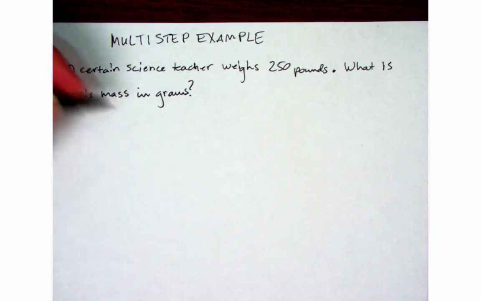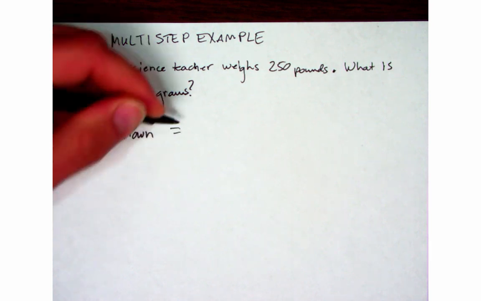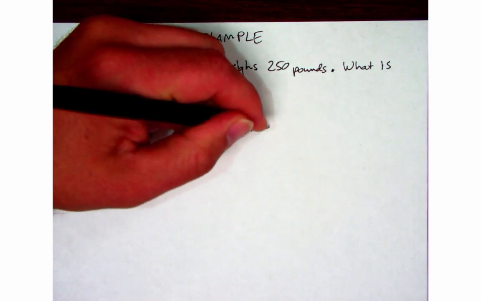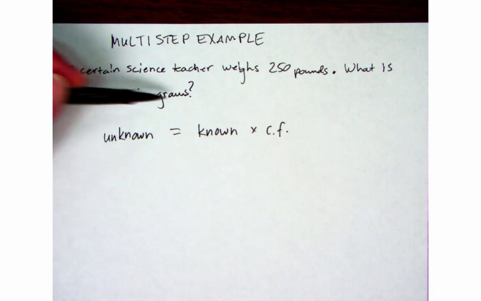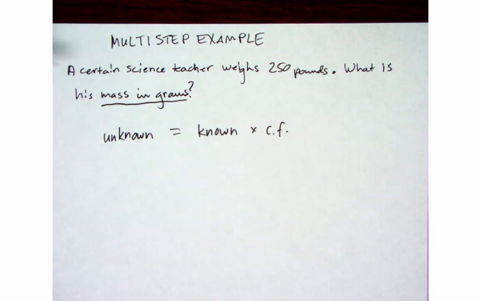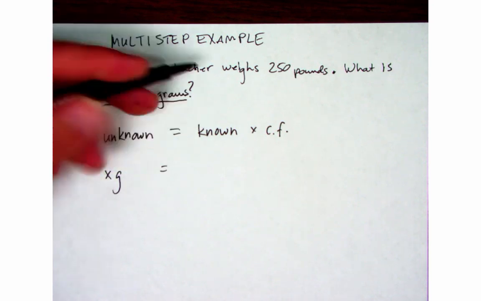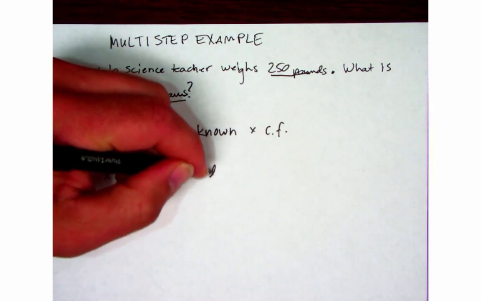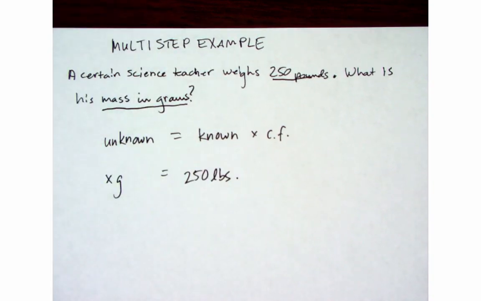Okay, so we start out, same process as usual. I take my unknown and I set that equal to my known value, and I multiply that by a conversion factor. So the unknown value is, what is his mass in grams? Mass in grams, so X grams. What we know is that he weighs 250 pounds. So that's going to be 250 pounds. And now I need a conversion factor, one that changes pounds into grams.